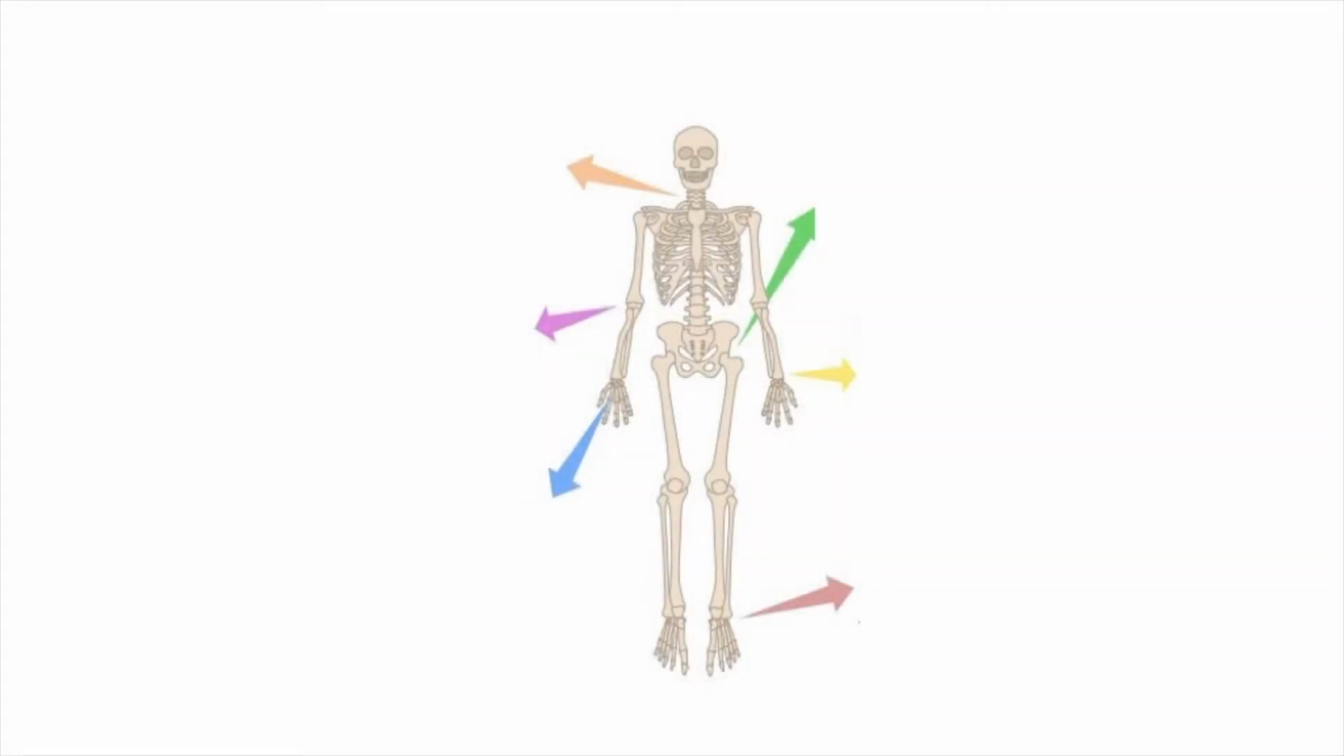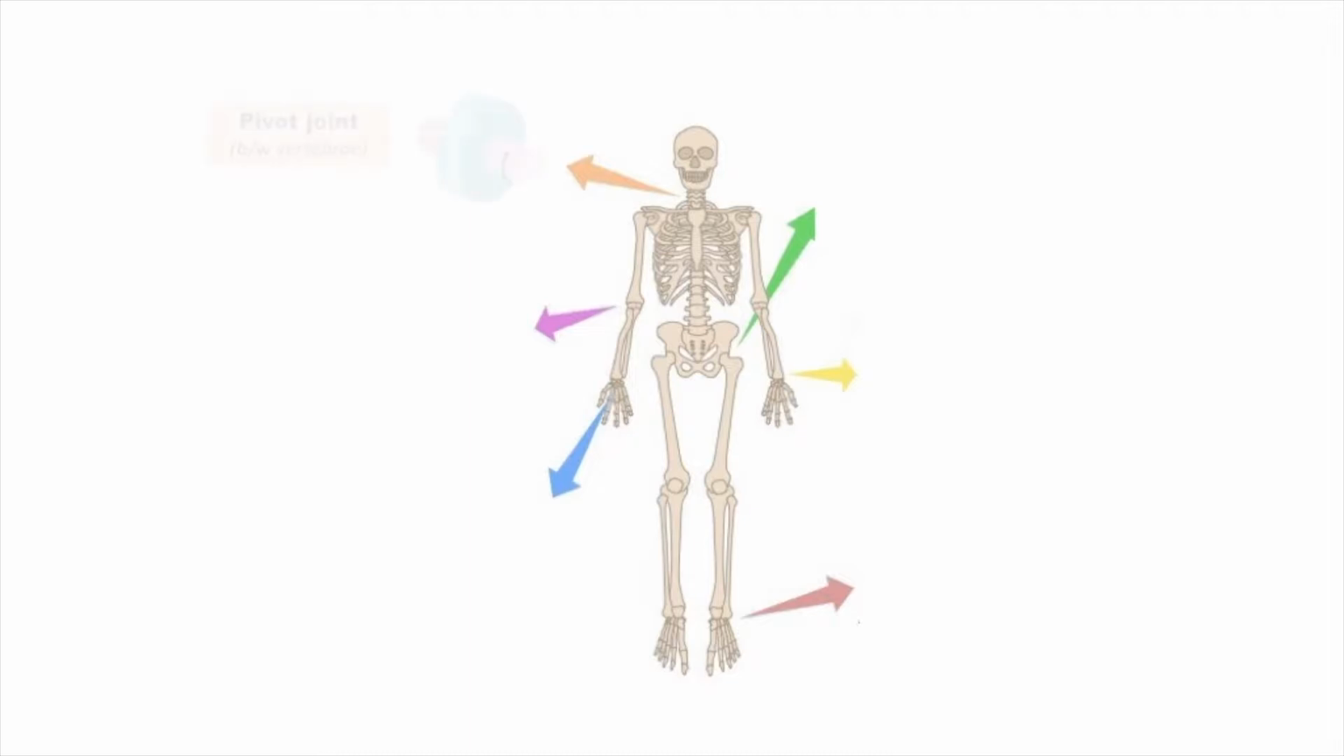There are six types of synovial joints. They have varying shapes, but the important thing about them is the movement they allow. Joints determine what positions our body can take. Let's go through them one by one.